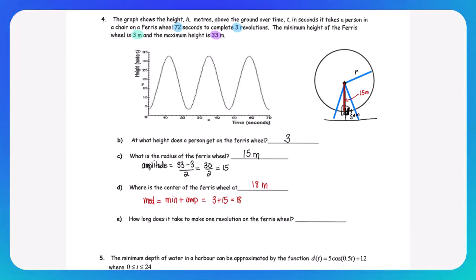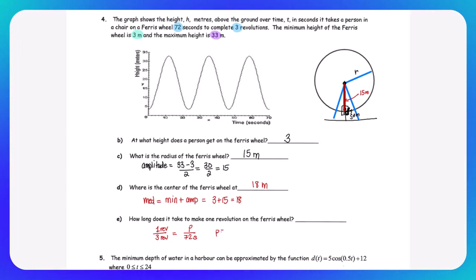Now, how long does it take to make one revolution on the Ferris wheel? Well, we know that in 3 revolutions, it takes 72 seconds. I'm going to set it up like a little ratio here. So I want to know, how long does it take one revolution? Let's call it P. How long does it take one revolution? In other words, what's the period? Well, we're just going to do a little cross multiplying and dividing here.